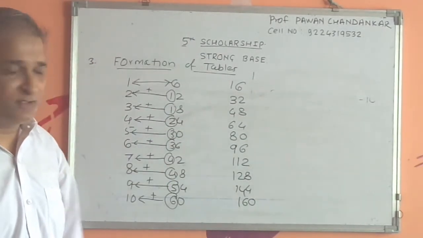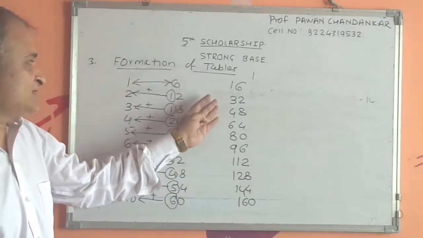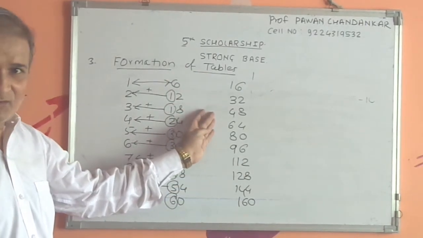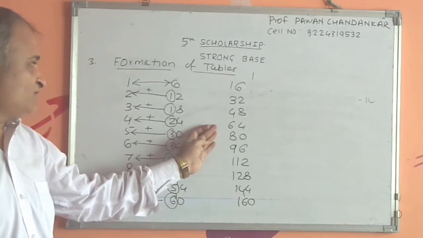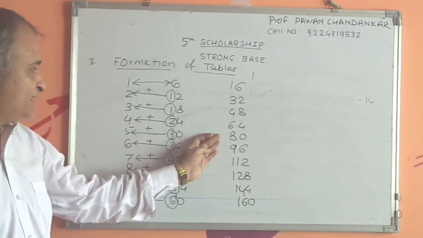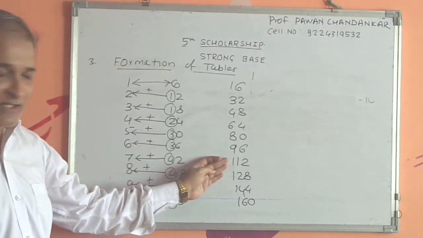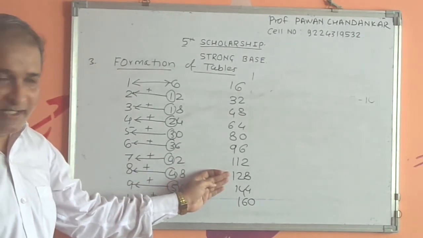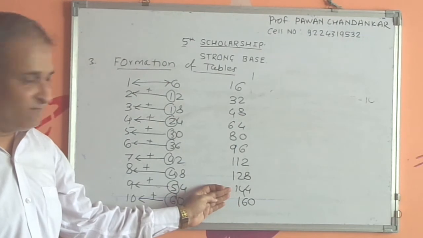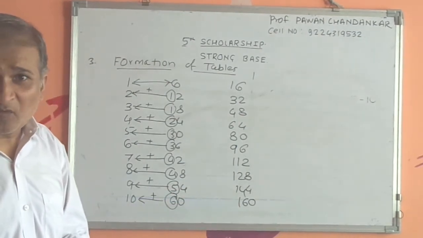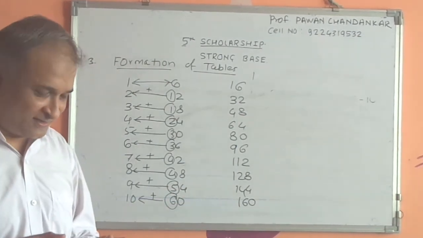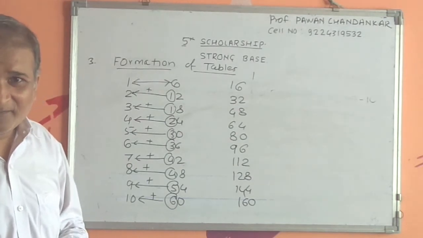Which is very simple. Look at this. 16 ones are 16, 16 twos are 32, 16 threes are 48, 16 fours are 64, 16 fives are 80, 16 sixes are 96, 16 sevens are 112, 16 eights are 128, 16 nines are 144 and 16 tens are 160. Is this easy? Yes or no?